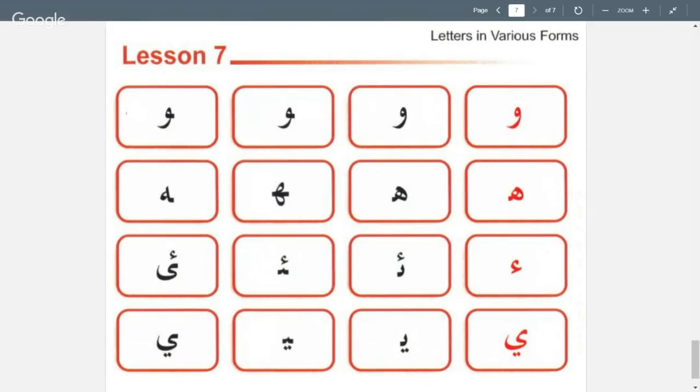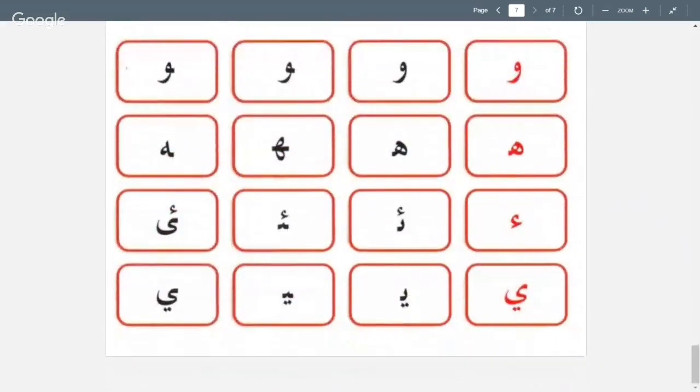I don't know. It looks like tamarbuta, except tamarbuta has the 2 points over it. So the letter ha and tamarbuta both look exactly alike, except tamarbuta has those 2 points. Okay.